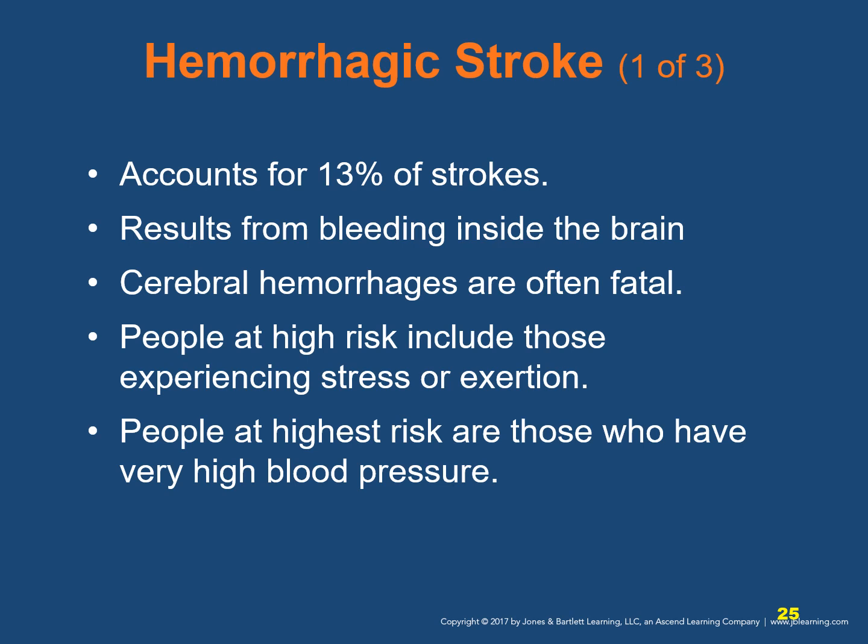Hemorrhagic stroke accounts for about 13% of strokes, according to the American Stroke Association. It results from bleeding inside the brain. Blood forms a clot which compresses brain tissue next to it, and this compression prevents oxygenated blood from getting into the area, and the brain cells begin to die. Cerebral hemorrhages are often fatal.